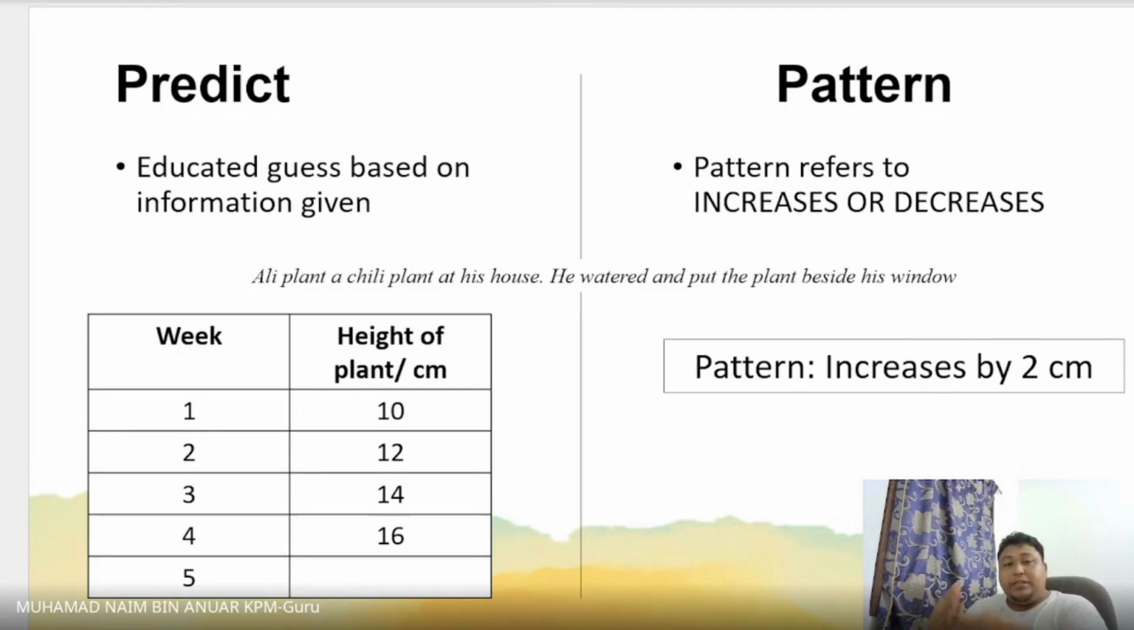That brings us to the next one, which is pattern. We have increase, decrease, or one more, just stay the same. That's a pattern also, still the same. So you cannot say the pattern is just 2 cm. The pattern is increases by 2 cm. So that's a pattern. Usually patterns are given to you in numbers so you know how to answer.